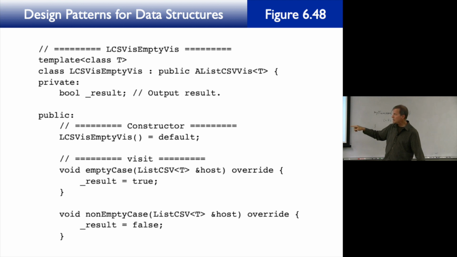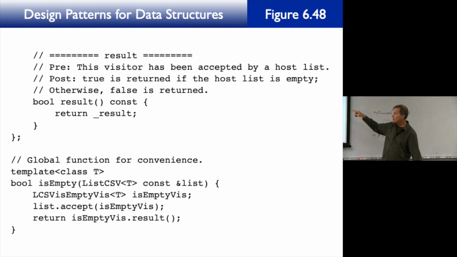Because, see, what it's doing is just setting its attribute to the correct value. And then we also have this little auxiliary function called result. The precondition of result is this visitor has been accepted by a host list, and the postcondition is true is returned if the host list is empty, otherwise false is returned. And all the result function does is return underscore result.